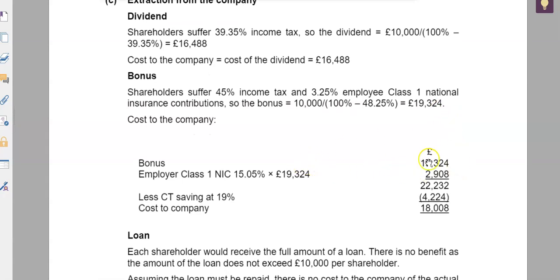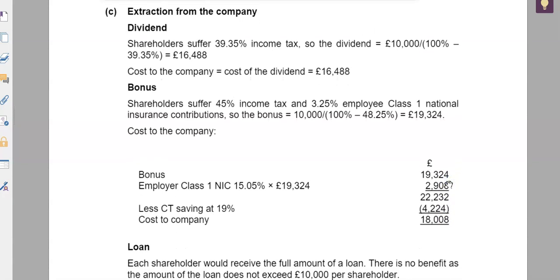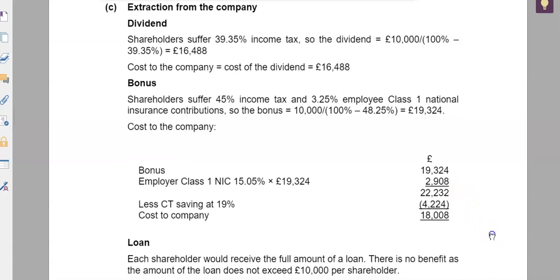So this, right, 19,324, and if you calculate the NIC, so this is the total cost of the company, and it would have created corporation tax saving at the rate of 19%. So the actual cost of the company would be 18,008, right? Because we have to calculate the cost of the company. Agreed?